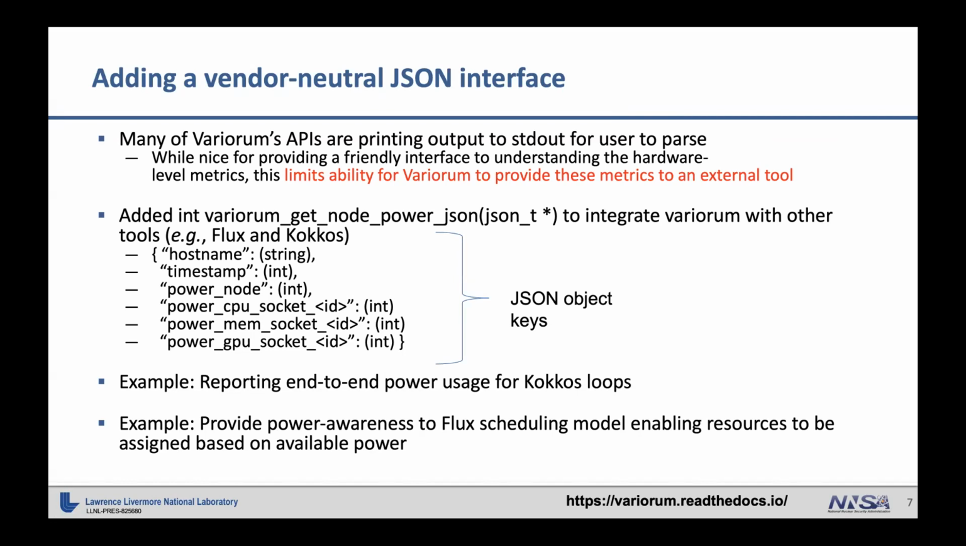And just to give you a sense of what we've done with this, we've been able to report end-to-end power usage for Kokkos loops by using this JSON interface. And another thing that we've done was to provide power information to the Flux scheduling model, so that as Flux is scheduling its resources, it can have a sense of how much power is available at that moment in time.